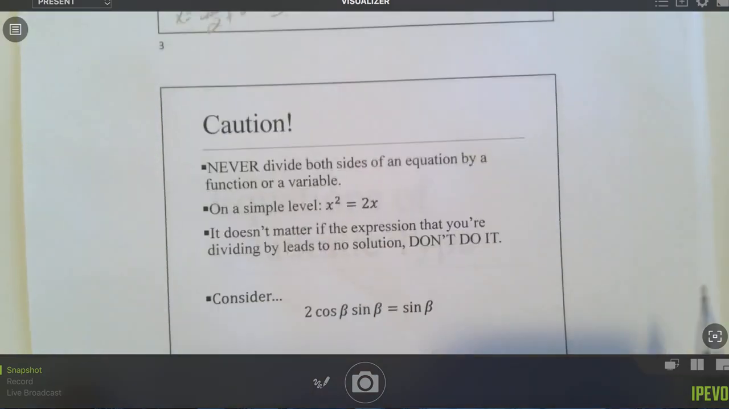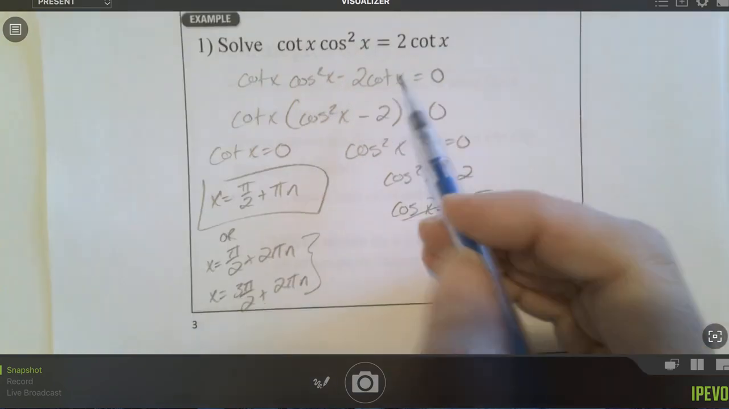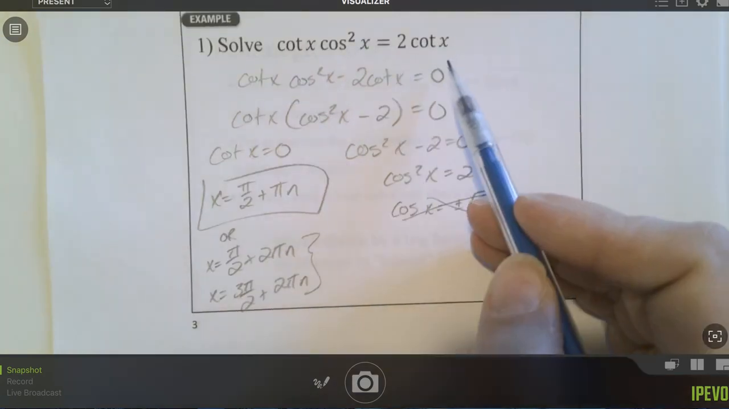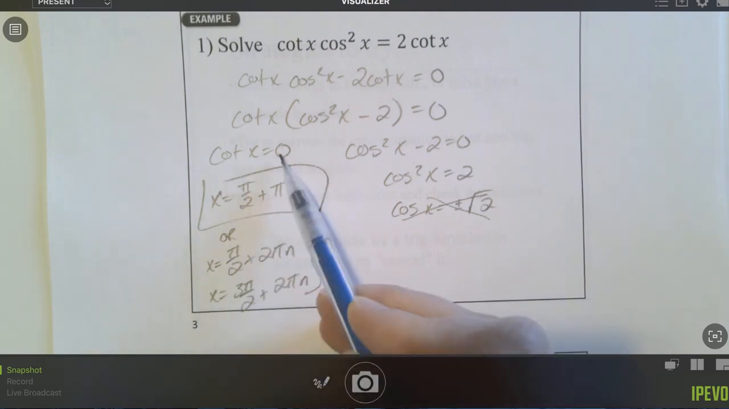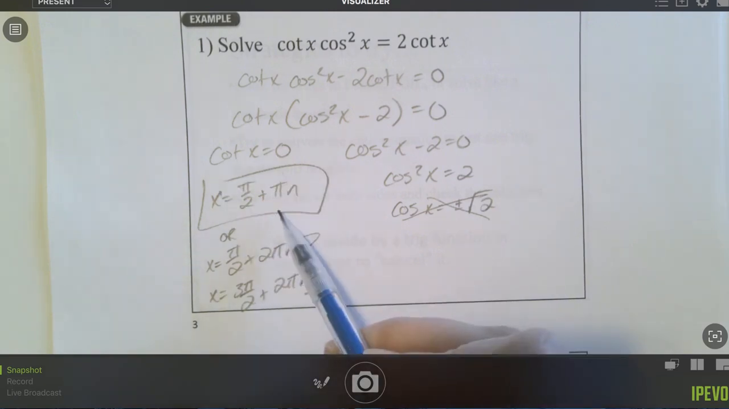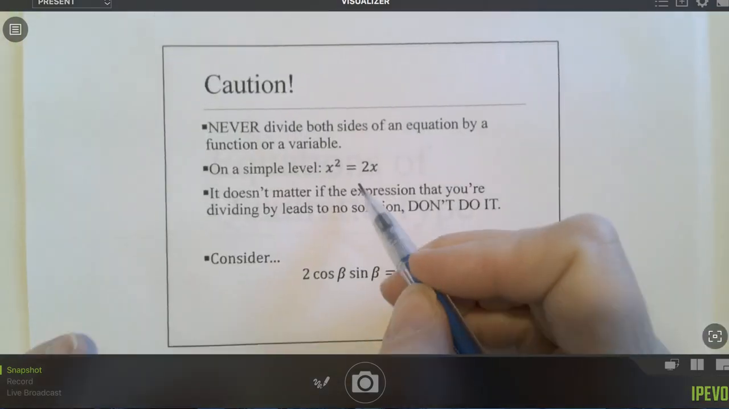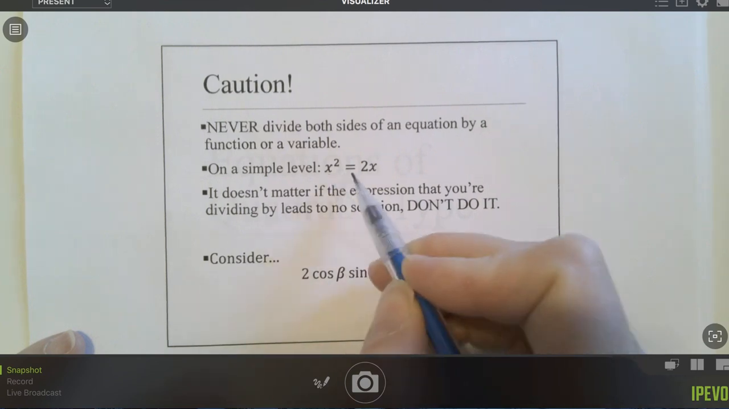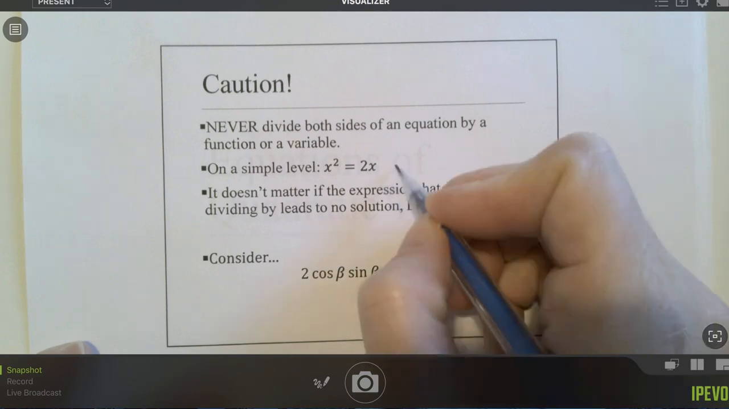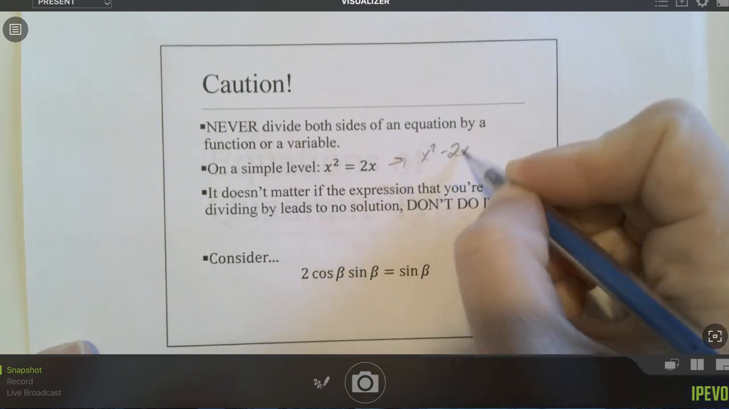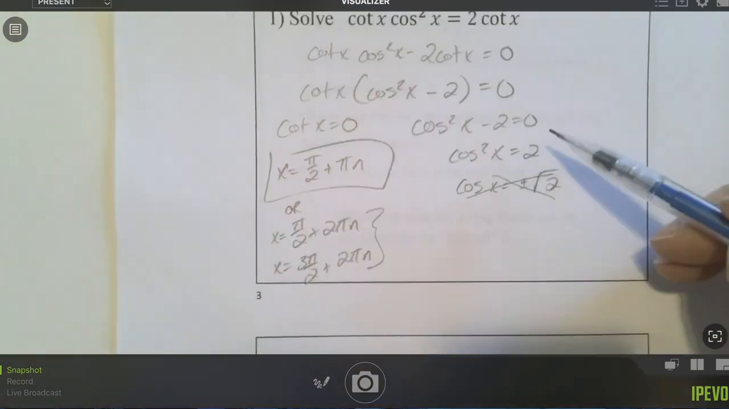So what I said before about never dividing by a function, that's very important. If you had divided this equation by cotangent from the beginning, then you would have just canceled out or gotten rid of that cotangent, and that's the one piece that actually gave you a solution. You would have ended up with no solution if you had done that here. On a very simple level, if you think back to algebra 1, when you were solving something like x squared equals 2x, you never would have divided both sides by x. It's the same principle here. Instead, you would set that equal to 0, and then factor out the x, and then you could set each piece equal to 0, which was the exact technique that I did up here.